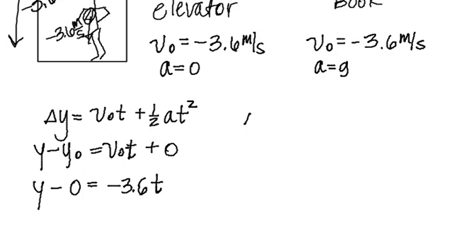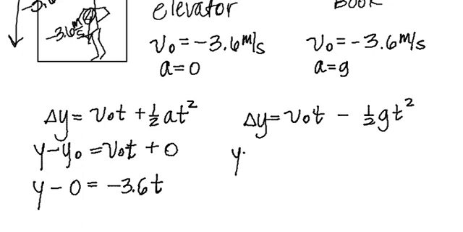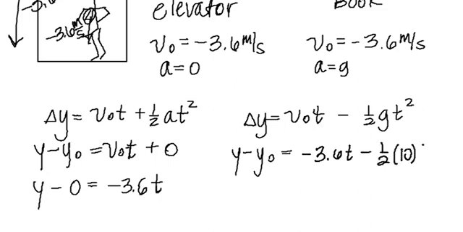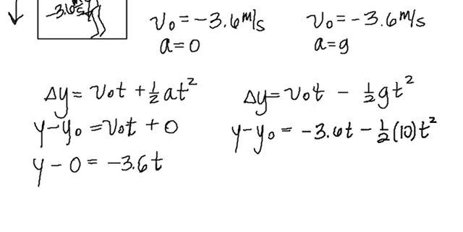Now for the free fall of the book, delta y equals v naught t minus 1/2 gt squared because it's in free fall. So final minus initial. That is negative 3.6 t minus 1/2 times 10 t squared. Here, the initial position of the book is above the floor by 1 meter, so y naught is 1.